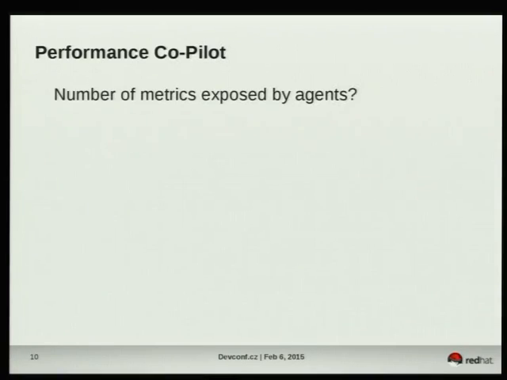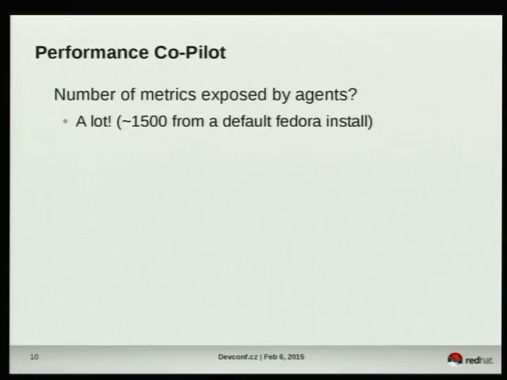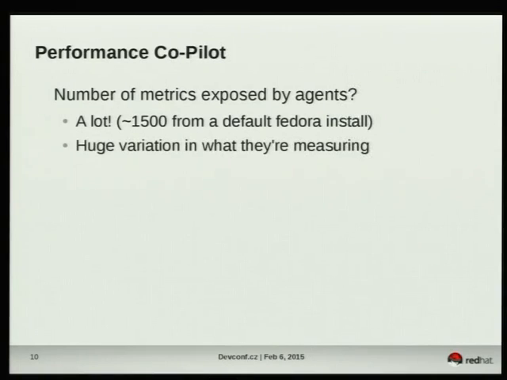So how many metrics do we expose by default? Well, the answer is a lot. On a default Fedora installation, it's about 1,500 metrics. And it ranges across a wide variety of subsystems, right? So you have things like database accesses versus, I don't know, CPU load. And it's a very wide variety. So the problem you run into, right, we've got the kernel, network, databases, and so on.